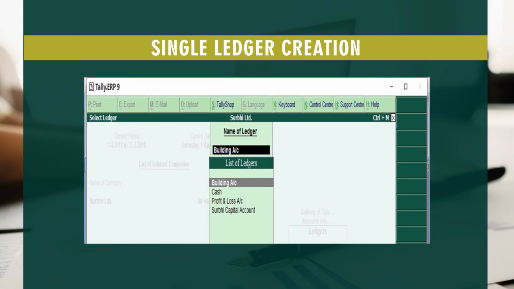Now you can see on the screen that in the list of ledgers there are now 4 ledgers which exist. First one is the building account, then there is a cash account, there is a profit and loss account, and Surbhi capital account. I will once again repeat that cash and profit and loss account were not made by us. They exist automatically in the Tally ERP9 software. Now we have completed the ledger creation. In a similar way, we can create any ledger which we want to create.